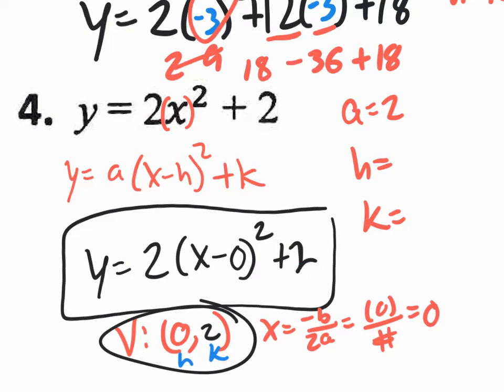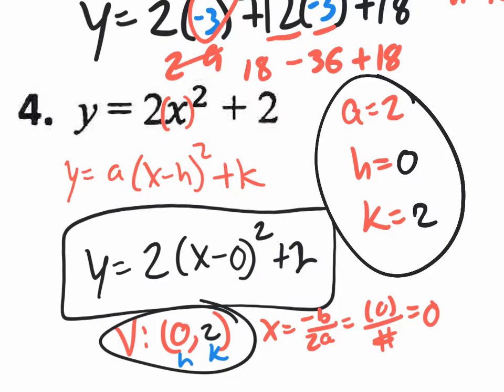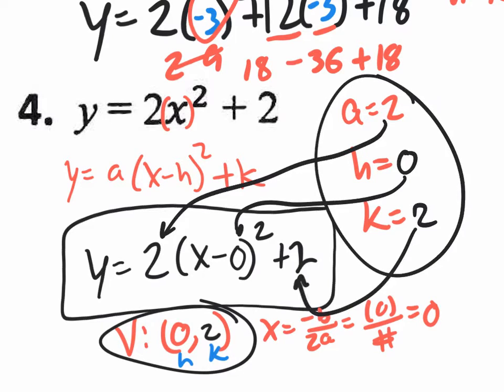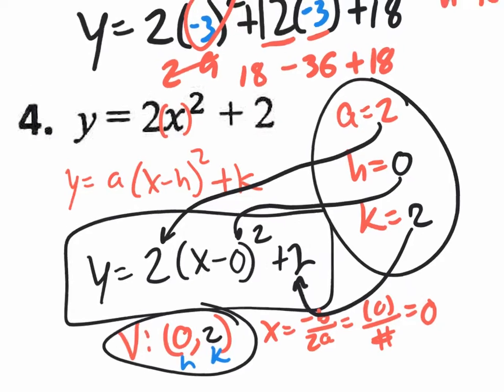So on all of these, I've demonstrated different ways of doing it. A, H, and K always work. So identify your A, identify your H and your K by finding the vertex, and then you could plug all that in. The A is right there, the H is right there, and the K is right there to get your vertex form equation.